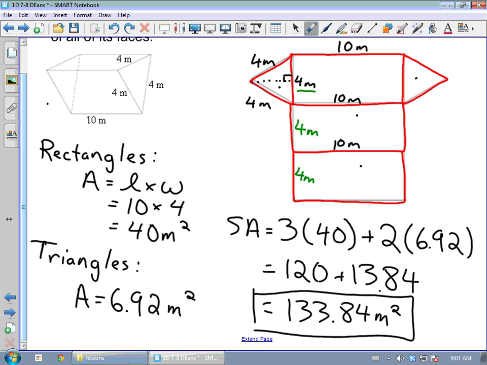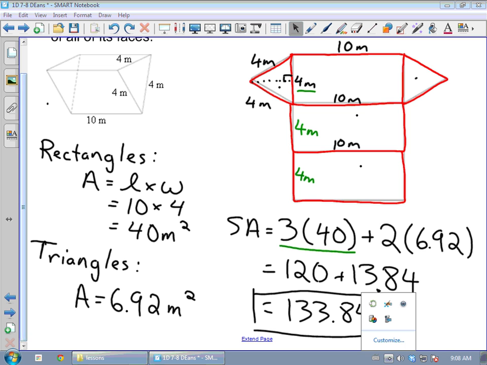Now what I was saying was this method here of taking the size of the rectangle and multiplying by 3 works in this case because all 3 of our rectangles are exactly the same size. That's not always going to be the case. Sometimes you have to find the area of each one of the rectangles separately and then add them together.